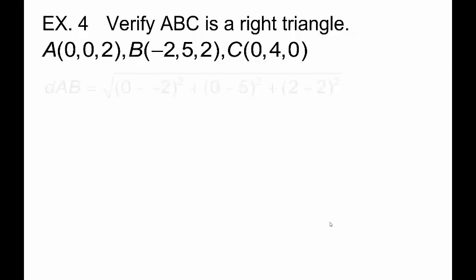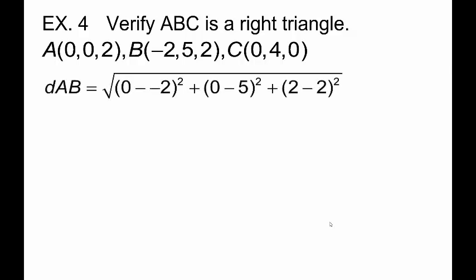So we're going to start with the distance from A to B. The distance from A to B is going to be the square root of 0 minus a negative 2 squared plus 0 minus 5 squared plus 2 minus 2 squared.